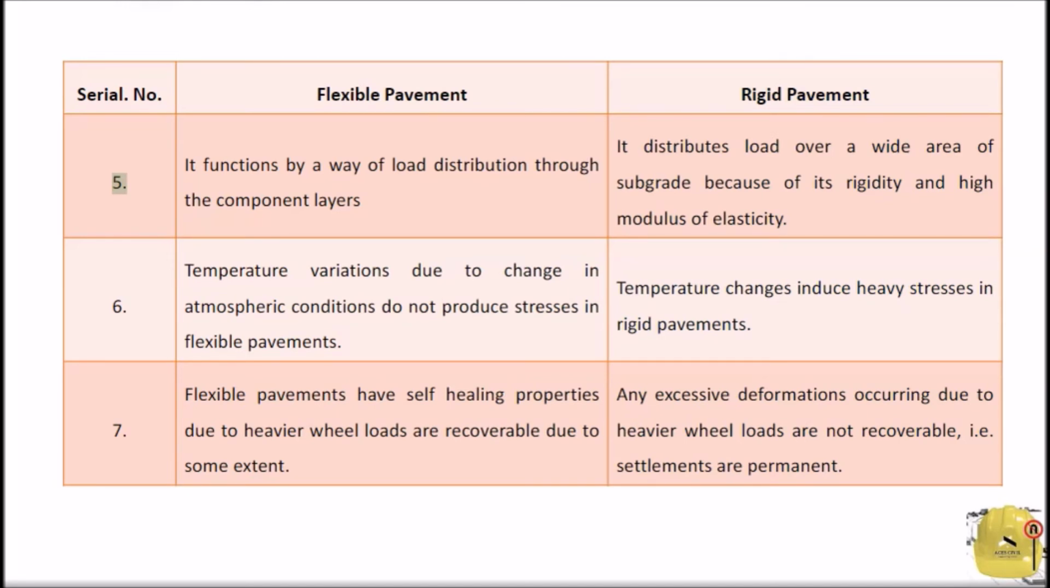5. Flexible pavement: it functions by way of load distribution through the component layers. Rigid pavement: it distributes load over a wide area of subgrade because of its rigidity and high modulus of elasticity. 6. Flexible pavement: temperature variations due to changing atmospheric conditions do not produce stresses in flexible pavements. Rigid pavement: temperature changes induce heavy stresses in rigid pavements.